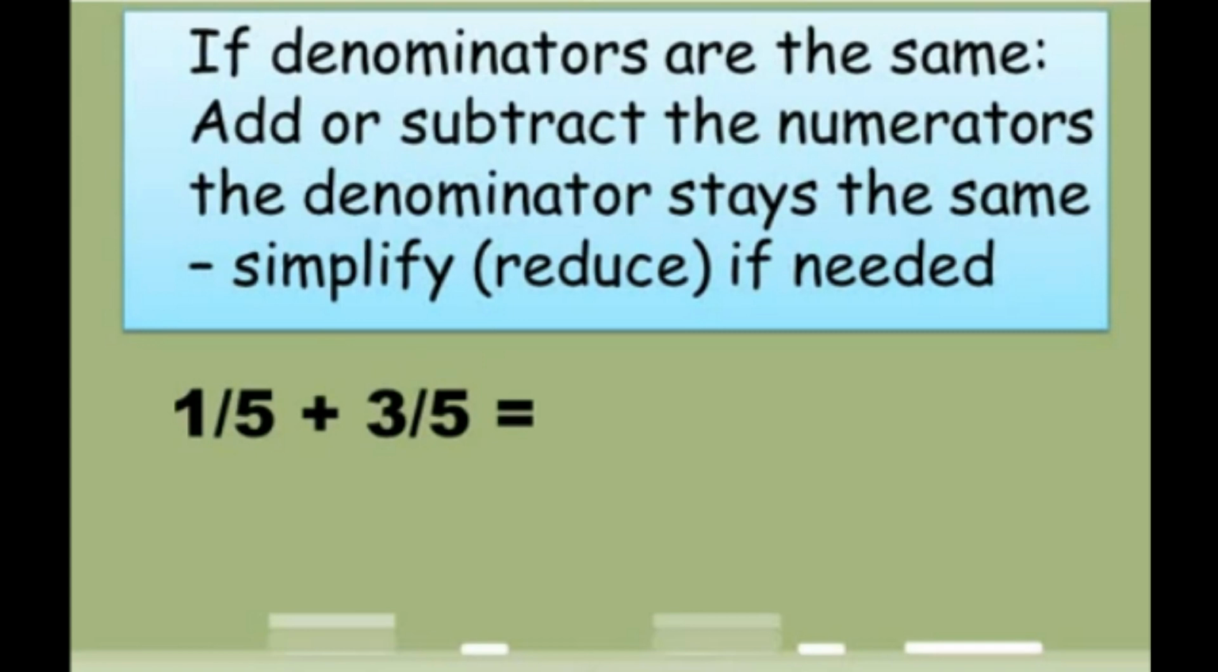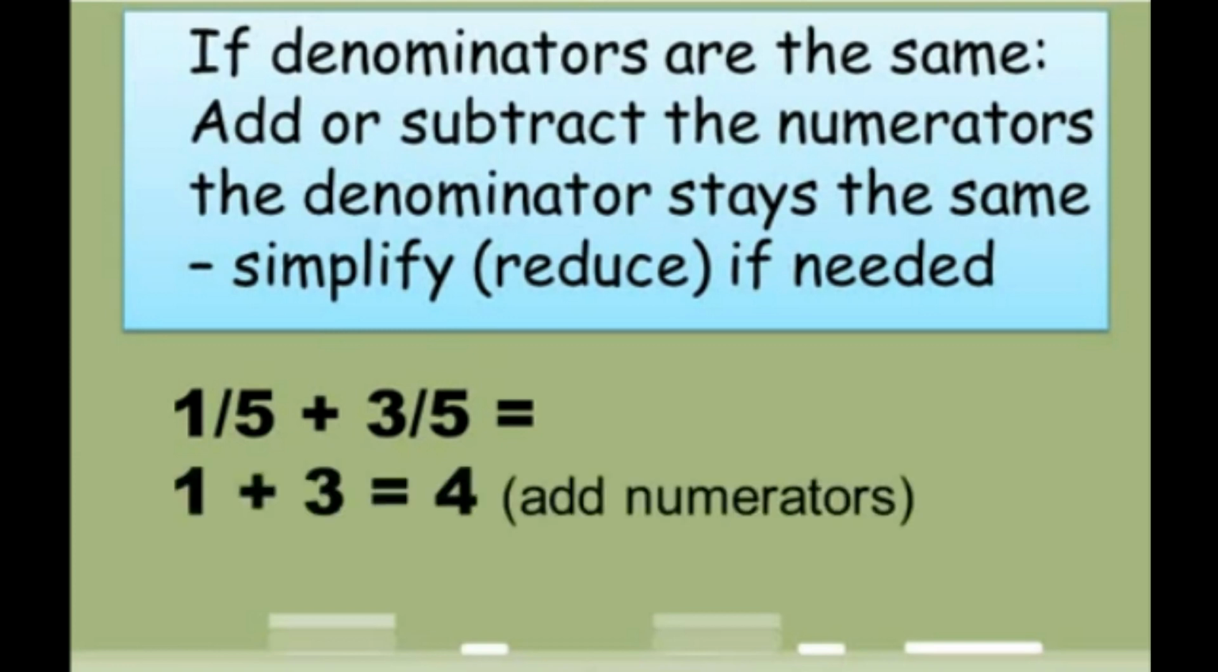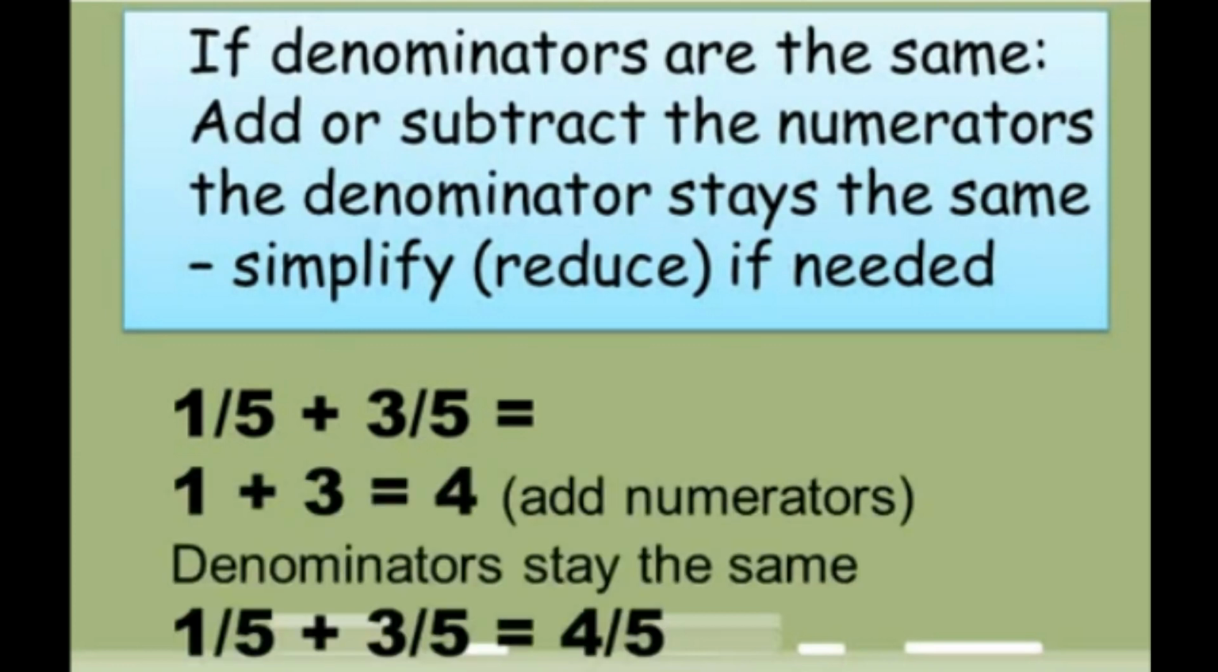Here's our example. 1/5 plus 3/5. Our denominators are the same, so we're going to add our numerators. 1 plus 3 equals 4. Since our denominators stay the same, our fraction is 1/5 plus 3/5 equals 4/5.